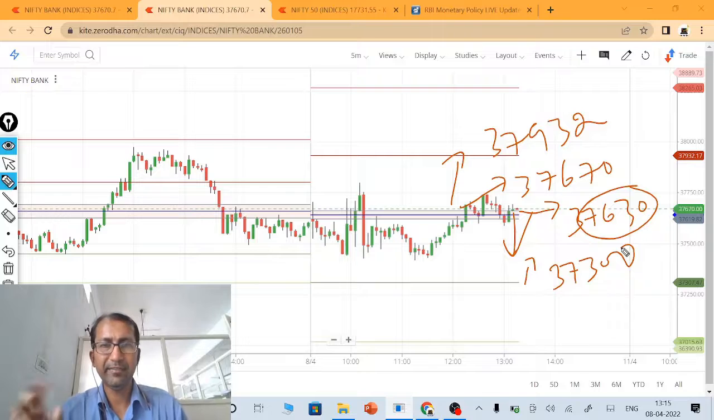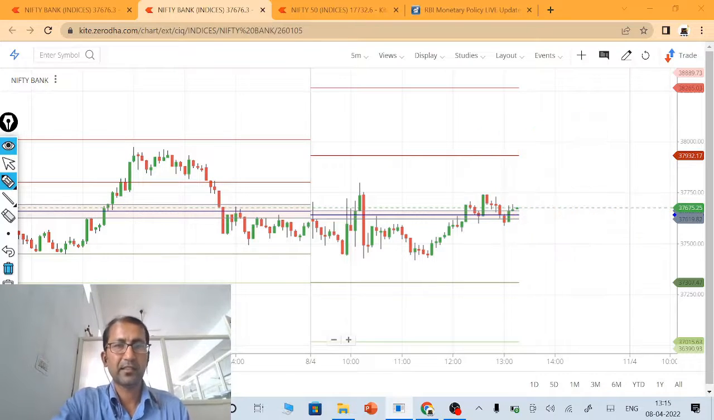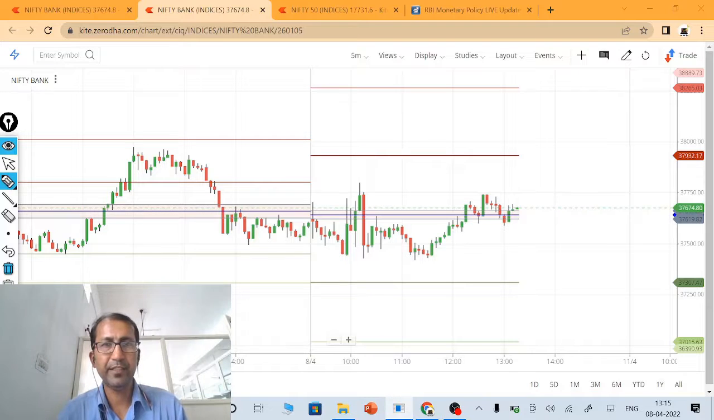So the policy is already over. Markets have been trading within a range. So trade accordingly. There is not much left after the RBI policy. Everything has been priced into the market. So that is the Nifty and Bank Nifty chart for you for the day.